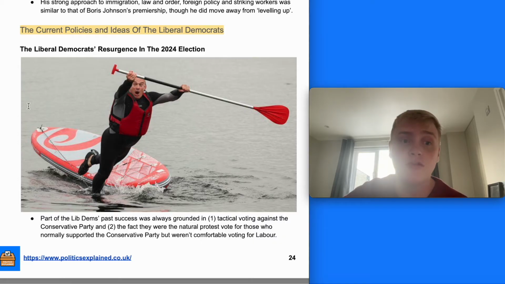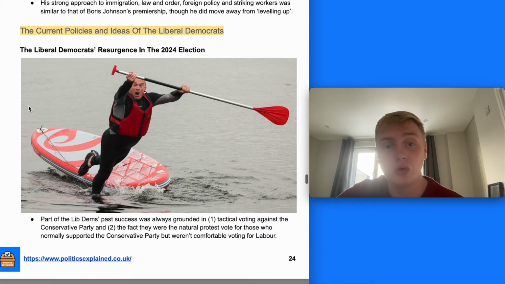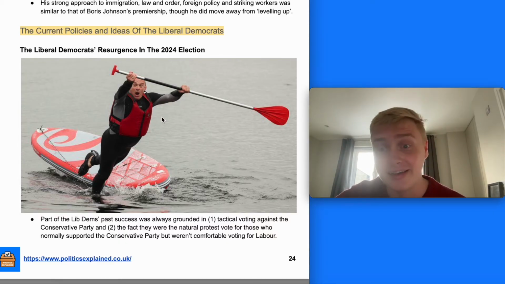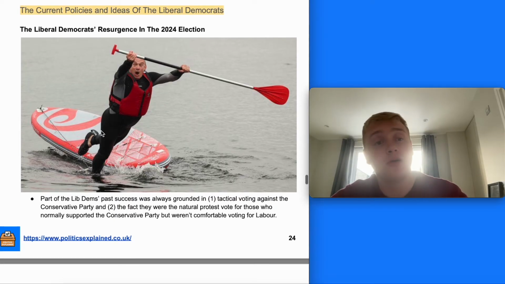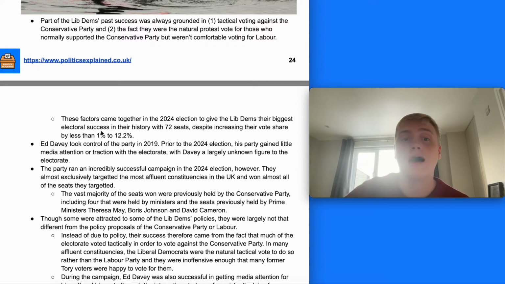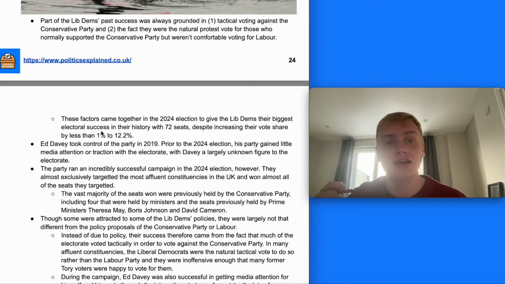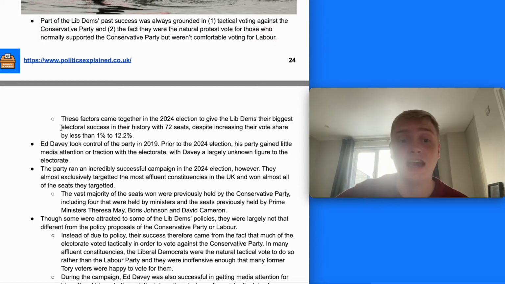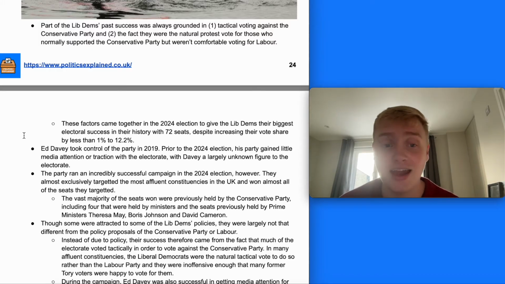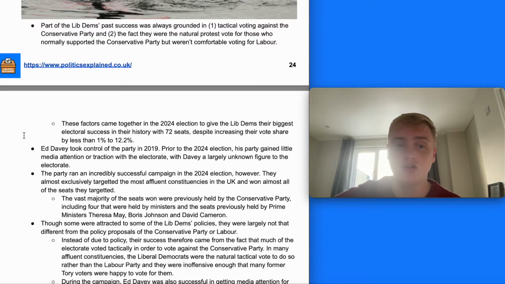Moving on to the Lib Dems now, before we look at their policies, we'll look at their electoral success, which we've already mentioned a number of times throughout the video. Here's Ed Davey, their leader, and their resurgence in the 2024 election. Part of the Lib Dems' past success was always grounded in, firstly, tactical voting against the Conservative Party, and the fact that they were the natural protest vote for those who normally supported the Tory party but weren't comfortable voting for Labour. These factors came together perfectly for them in 2024 to give the Lib Dems their biggest electoral success in their history with 72 seats, despite increasing their vote share by less than 1% to just 12.2%.